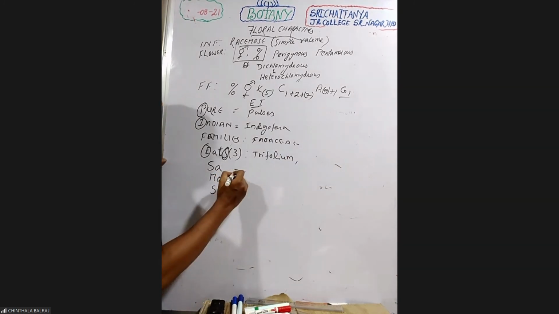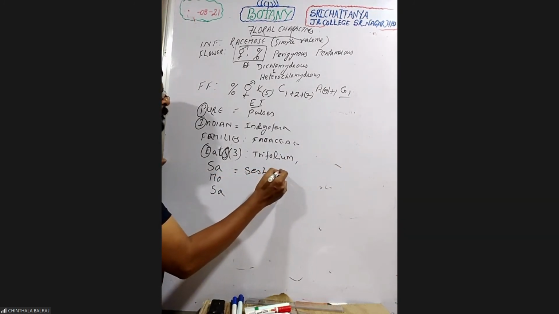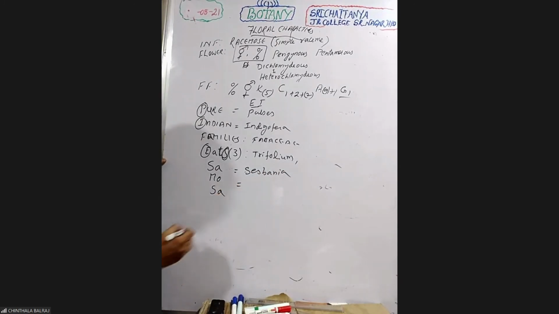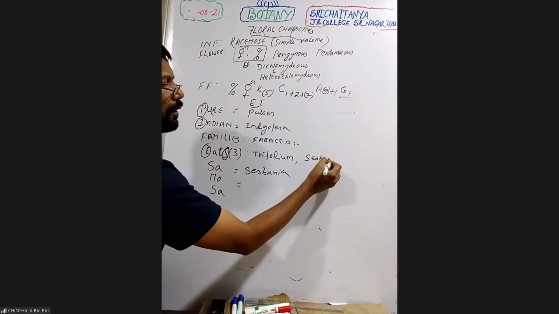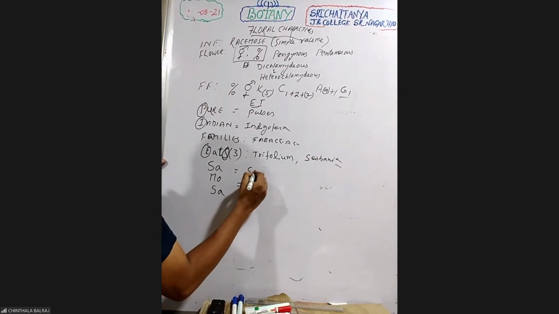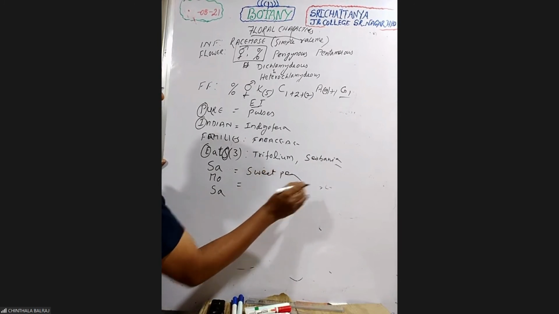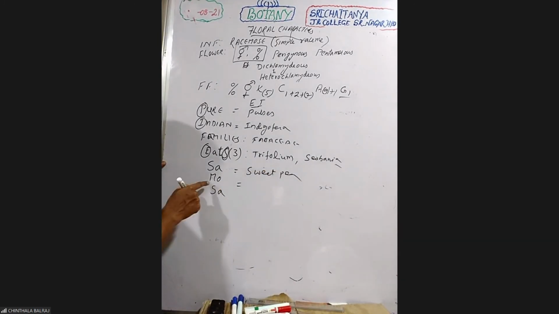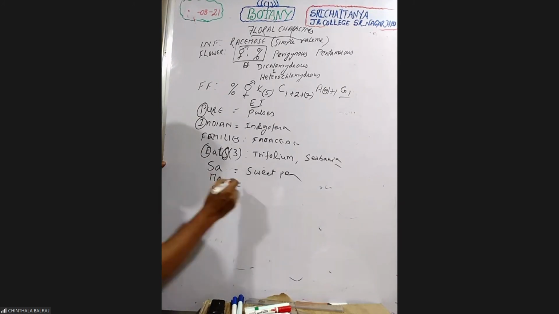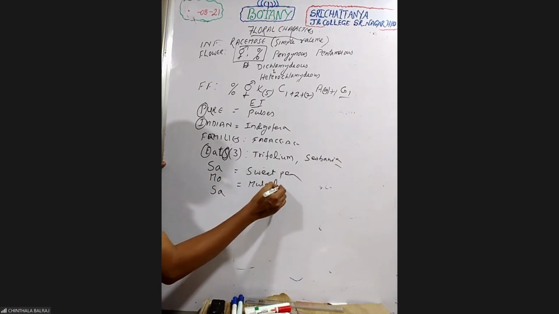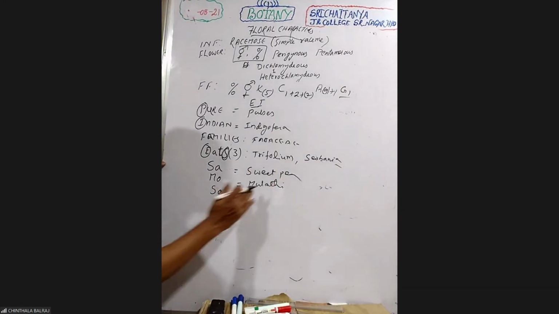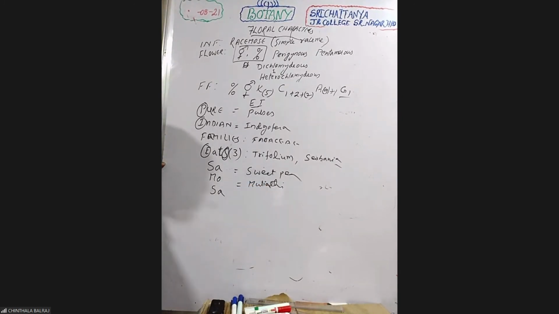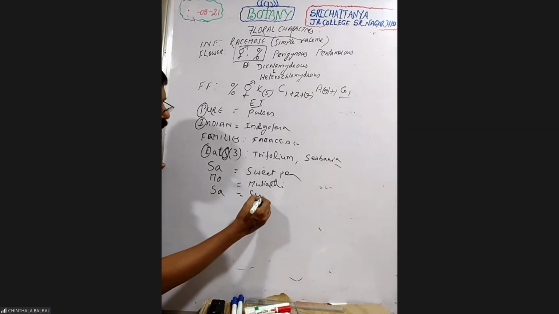Here I will write Sesbania. Sweet pea, ornamental plant. Medicinal plant: Mulethi. Is it there? Samosa: fiber yielding plants. Her name is there?